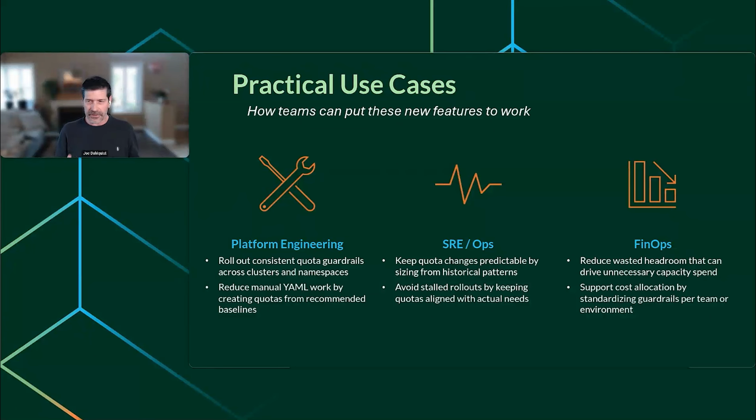FinOps teams absolutely will love these capabilities because you can connect the right sizing to the waste that has been reduced and the costs that have been saved. It allows you to focus on driving capacity spend, enabling consistent guardrails across teams, having that standardization and having cost efficiency and accountability baked into it from the very get-go. So these same underlying capabilities can really serve the needs and the pain points of different groups within an organization that are all working with containerized applications and infrastructure.